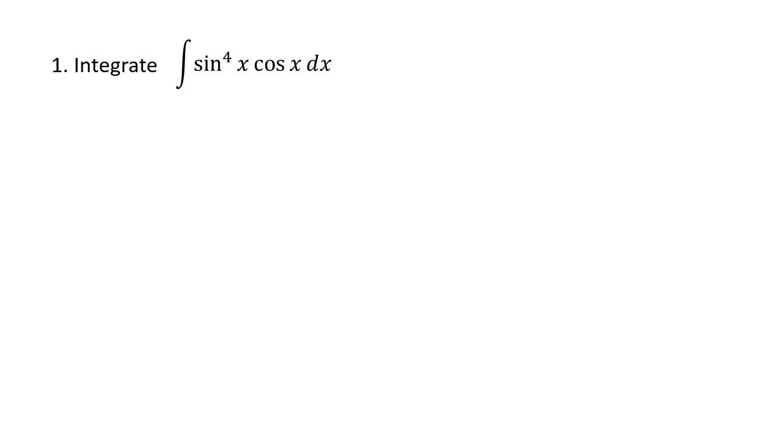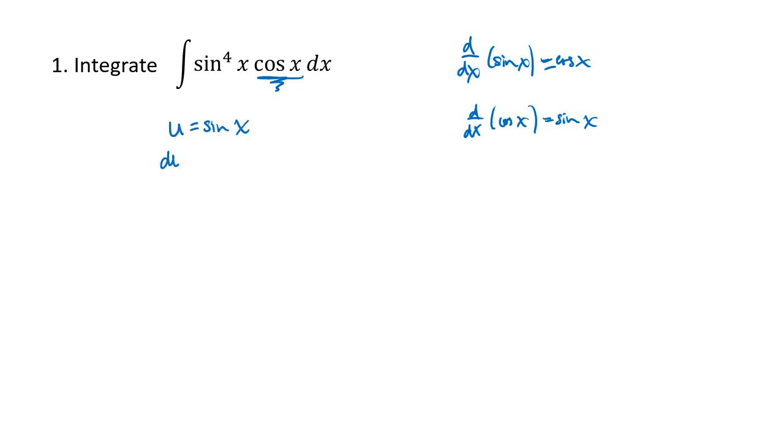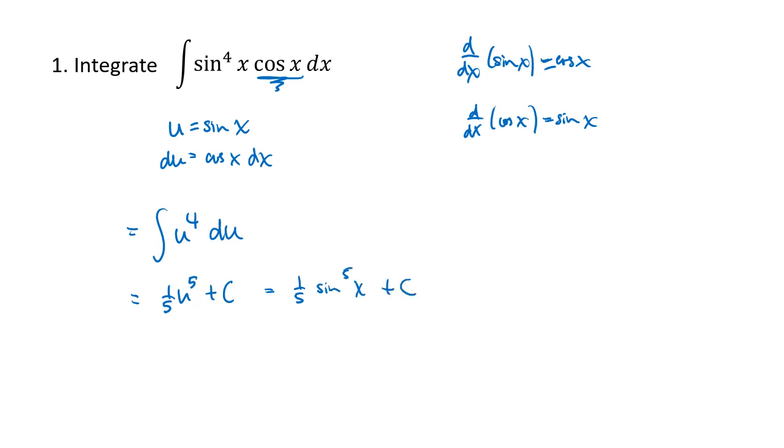This is probably the simplest example here because we have our functions sine and cosine, and we're relying on the fact that we know that the derivative of sine is cosine, and that the derivative of cosine is negative sine. And so because we have a single copy of cosine and everything else in our integral is in terms of sine, we're going to use a substitution u equals the sine of x, du equals cosine x dx, and so this is a simple substitution and gives us the integral of u to the fourth du. That's just 1/5 u to the fifth plus c, which is 1/5 sine to the fifth of x plus c. Doesn't really get much easier than that one.